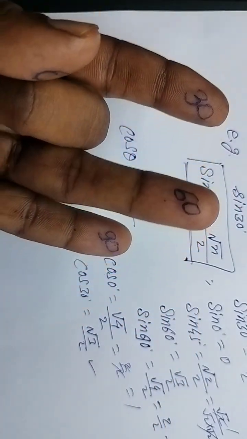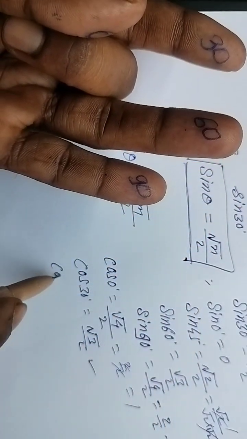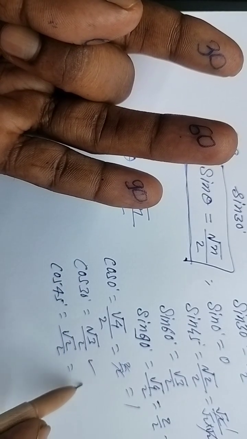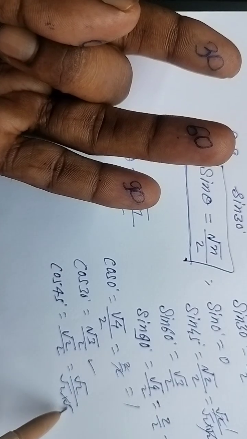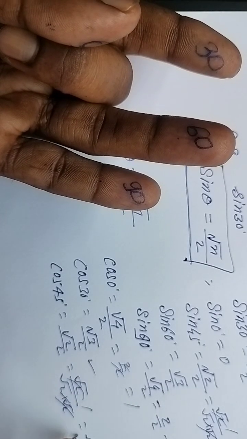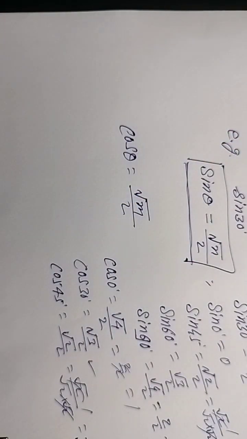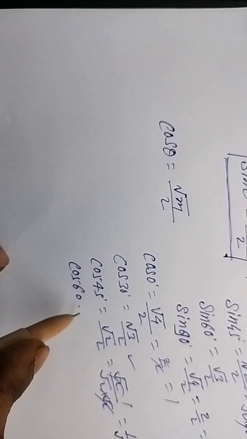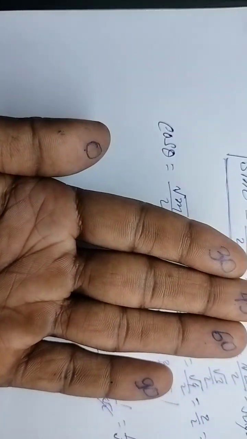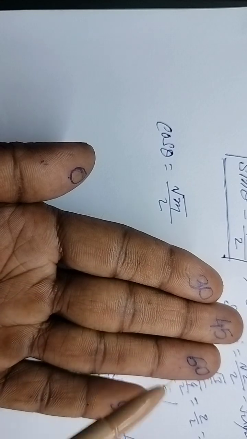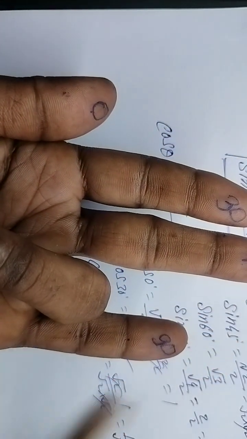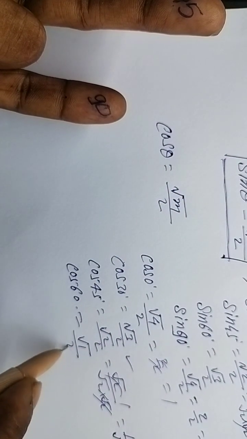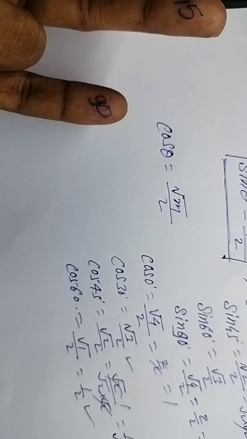Bend this for 45. How many? 2. Cos 45 degree will be under root 2 by 2. This can be written as 1 upon root 2, the value of cos 45. For cos 60, here is 60 degree: 0, 30, 45, 60. Bend this one and count this side of fingers. How many? Only 1. Put the value of m in, we get 1 upon 2.